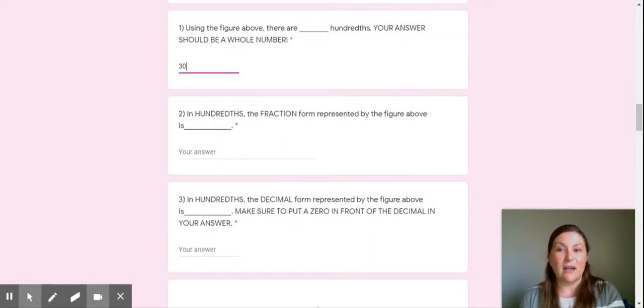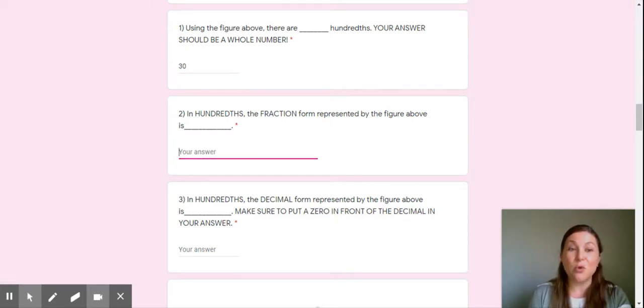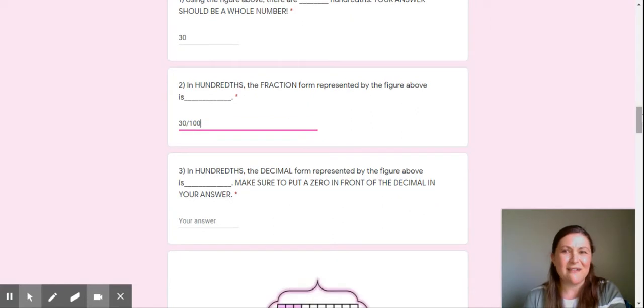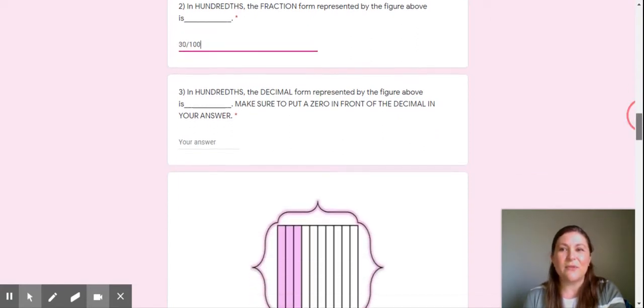All right, on to the second one. In hundredths, the fraction form represented by the figure. So for a fraction, I need a numerator over a denominator. Denominator, remember, is the whole. Well, I know that the whole was 100. So my numerator is going to be what I put in number 1. So 30 over 100 is the fraction. Not too hard, right?